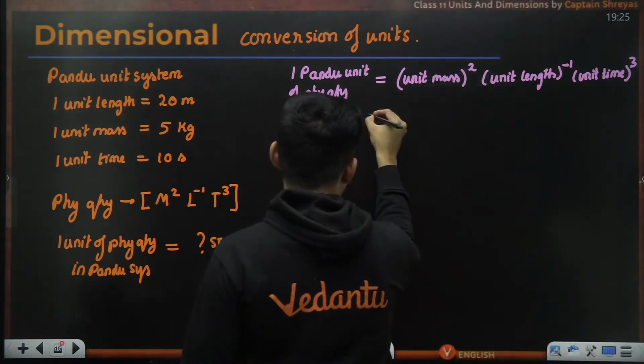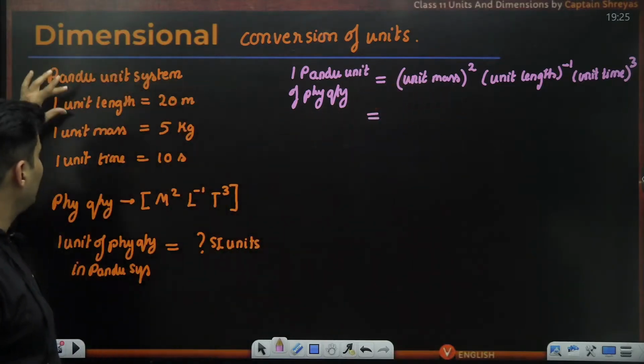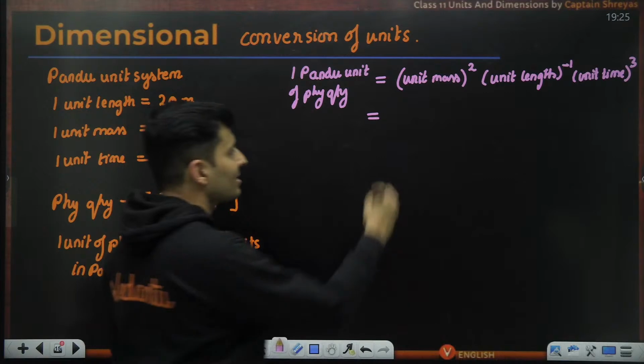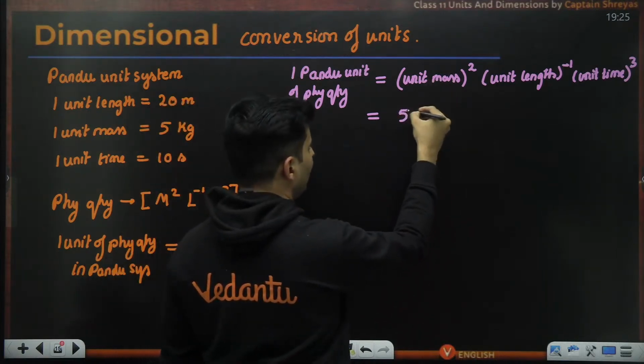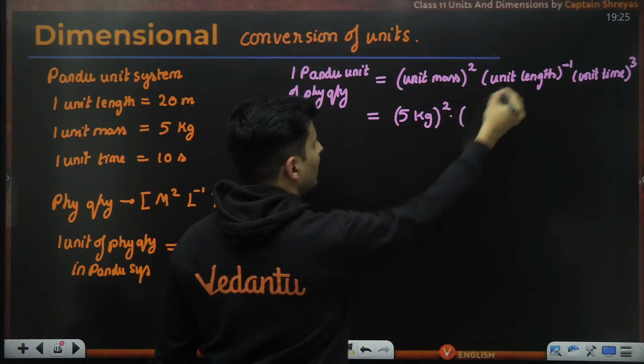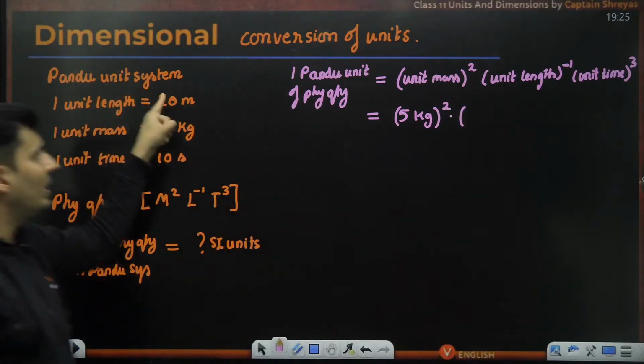Okay, cool. Next important thing. A unit mass in our Pandu system is 5 kilograms. So instead of unit mass, let me write down 5 kg, squared. Next, a unit length in our Pandu system is 20 meters.